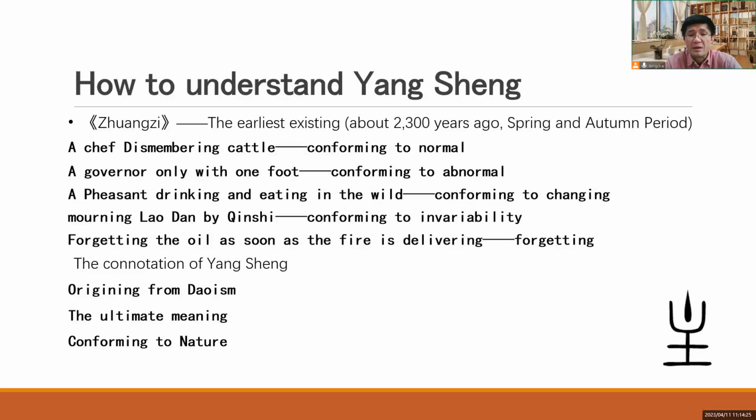For the enlightenment of Yangsheng, it can be considered that through this stage, the key point of Yangsheng has been involved beyond life and death. One should stick to the original aspiration and identity, thus conforming to invariability. Forgetting the oil as soon as the fire is delivered is both a conclusion and a description of the ultimate meaning and end of Yangsheng.